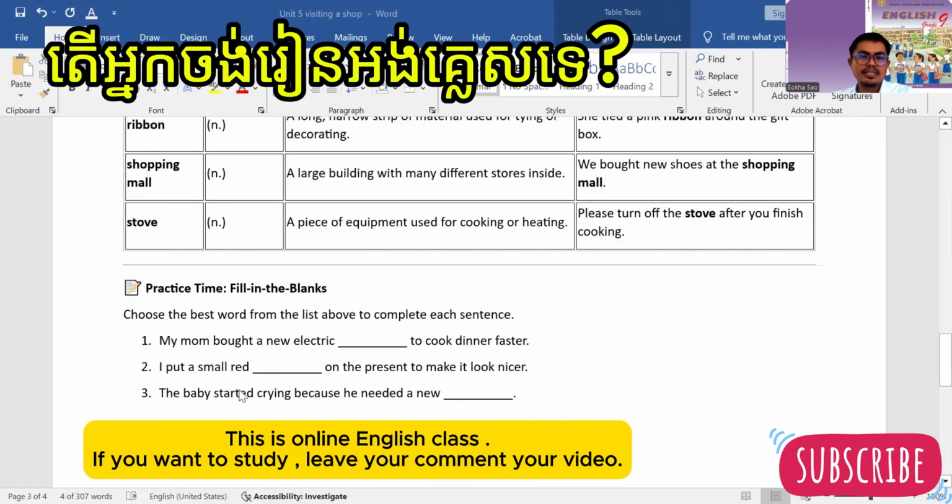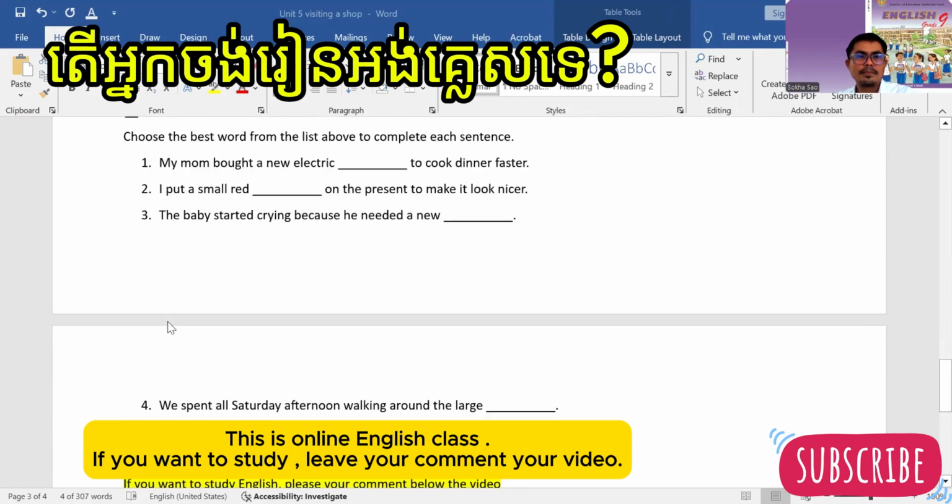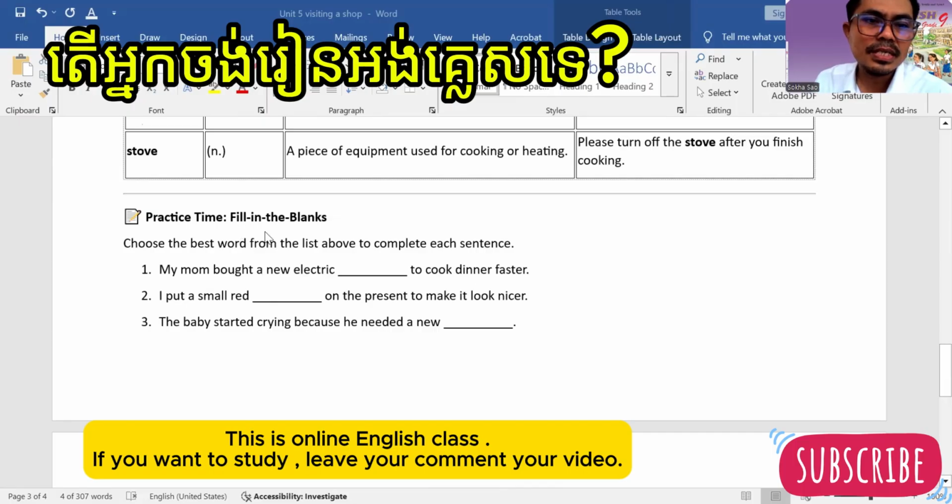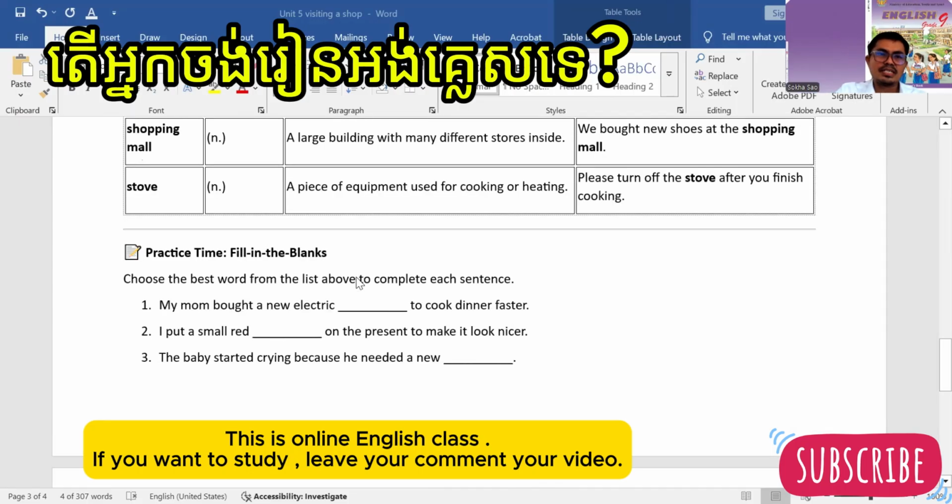This is the practice time. We have 5 sentences for you to complete. Fill in the blanks and choose the best word from the list above to complete each sentence. First, my mom bought a new electric stove to cook dinner faster. Electric stove. So we complete the word stove here, and we're going to write stove.